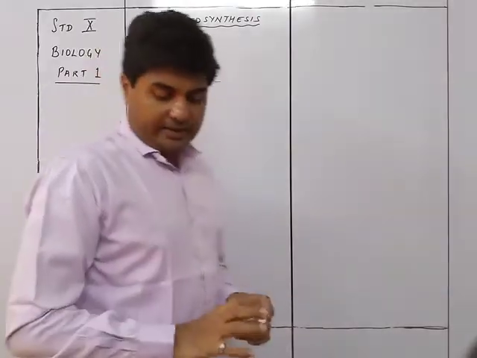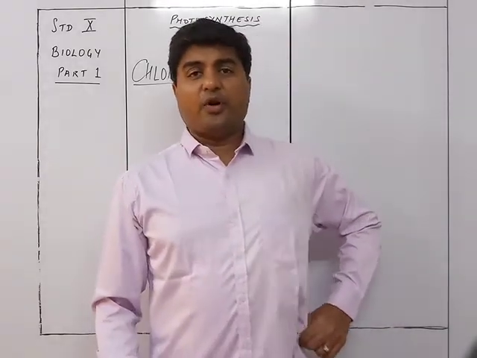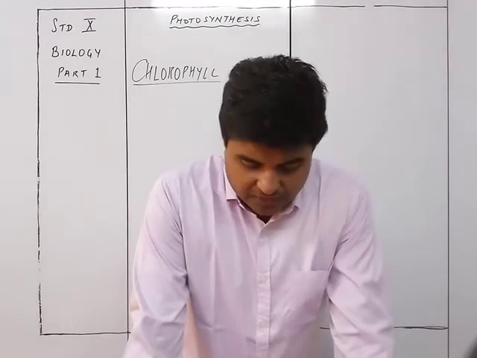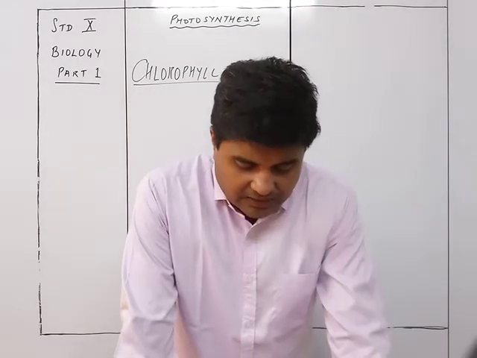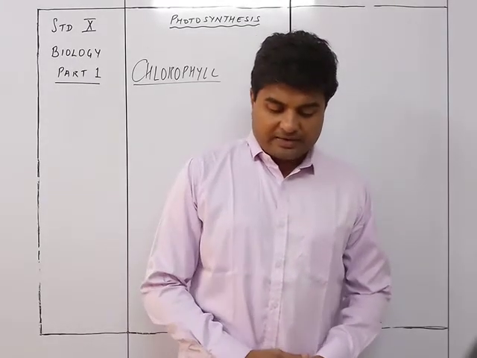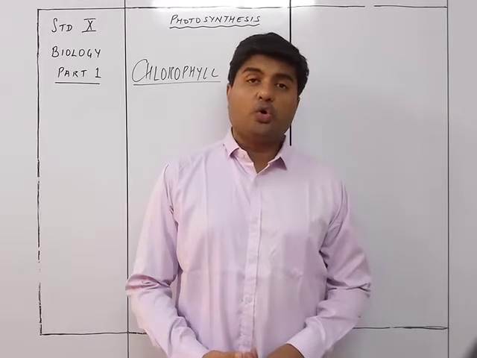So chlorophyll is the first thing, the vital plant pigment which is required for photosynthesis. Chlorophyll, chloro means green and phyll means leaf, is the green coloring matter found in plants. It is contained in microscopic cell organelles called chloroplasts.